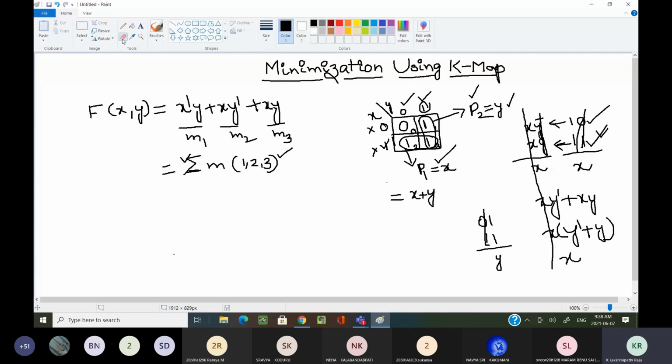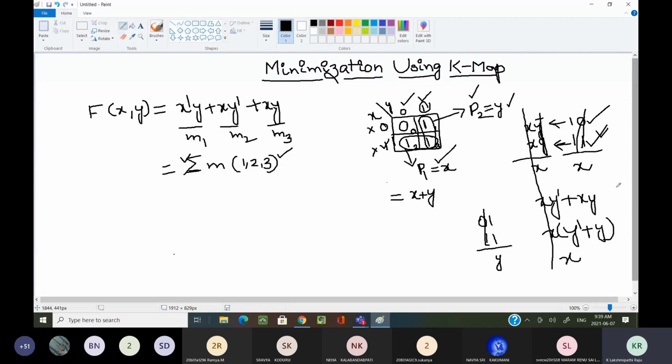Now I am going to solve one more problem on 3 variable K map. If you are not understanding, then I can do one more problem. Then we are going to see 3 variable as well as 4 variable and 5 variable also. Please note down this problem in your notebook, and I can move to the next problem.